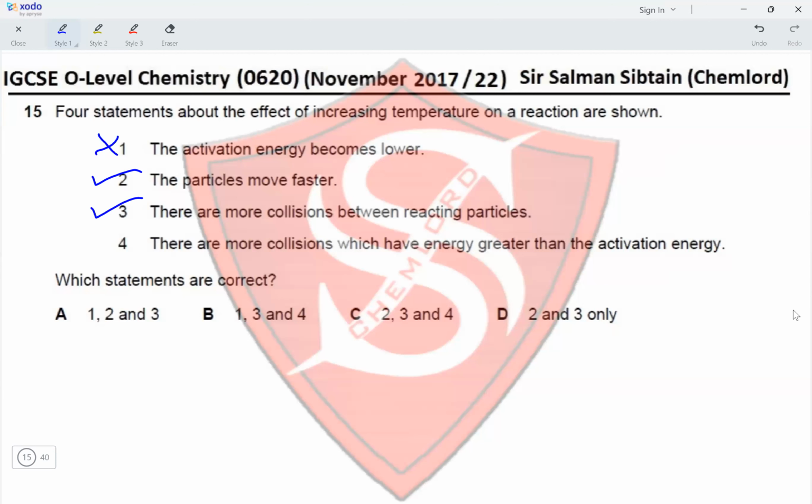There are more collisions which have energy greater than the activation energy. This is correct as well, because when particles gain energy, the number of particles that have energy equal to or greater than the activation energy have also increased. So the question is, which statements are correct? Since statements 2, 3, and 4 are correct, option C is the correct option for this question.